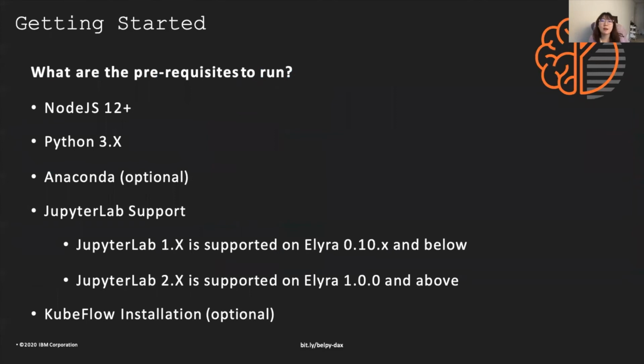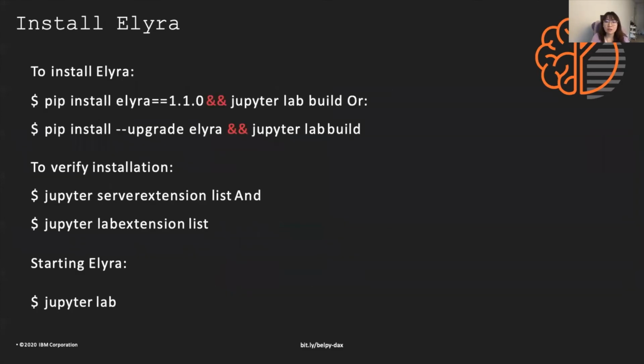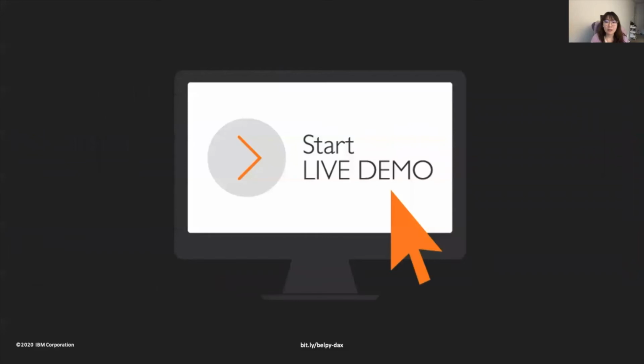Before we get up and running, there are several prerequisites for Elyra. We need Node.js 12 plus, Python version 3 and above, and you'd better have JupyterLab version 2 and above installed if you would like to try the most updated version of Elyra. To install Elyra, I copy-pasted a few easy links here. If you want to use it, you can try this on your local computer. Okay, so everything is ready to go. Let's start a live demo.